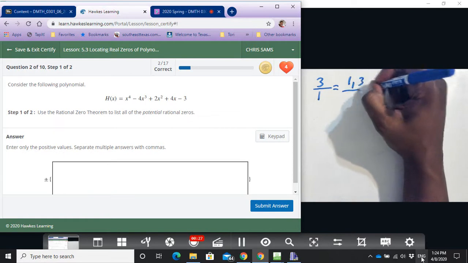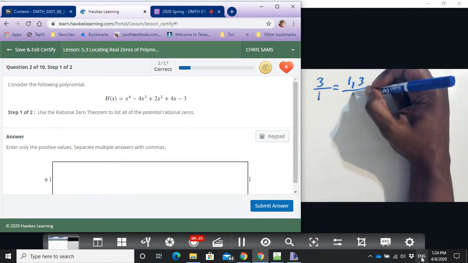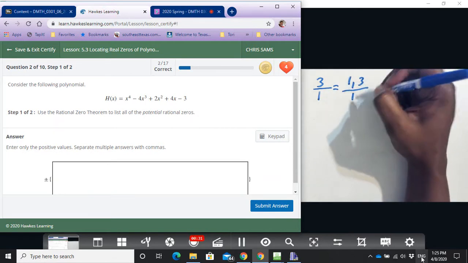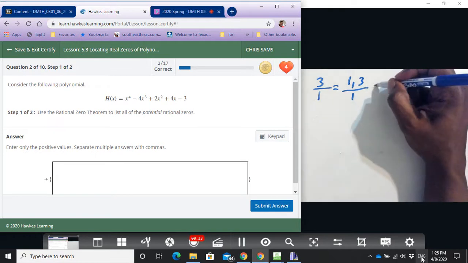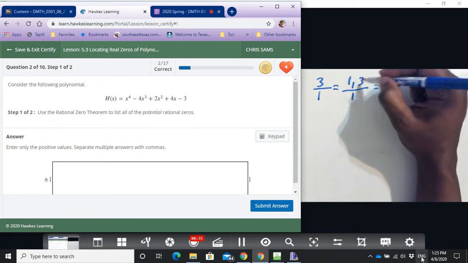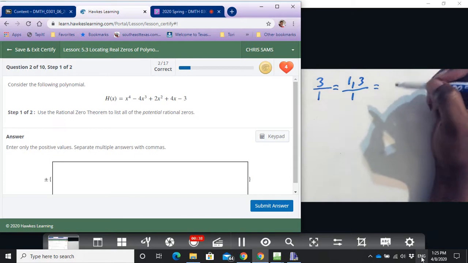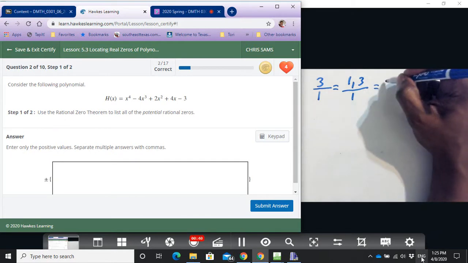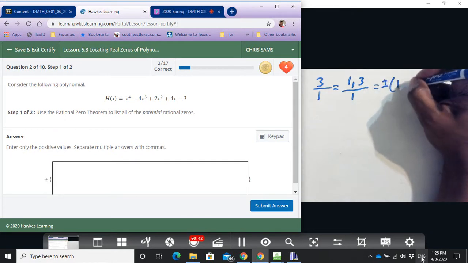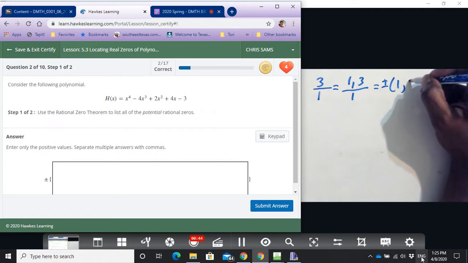And then we're going to also list all the factors of the denominator, which is 1, and divide each number in the numerator by the number or numbers in the denominator. So we get positive or negative 1, and then positive or negative 3.